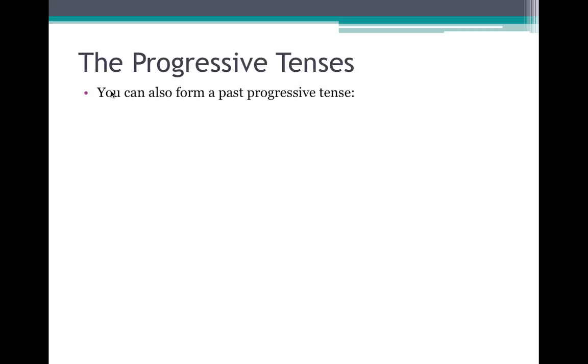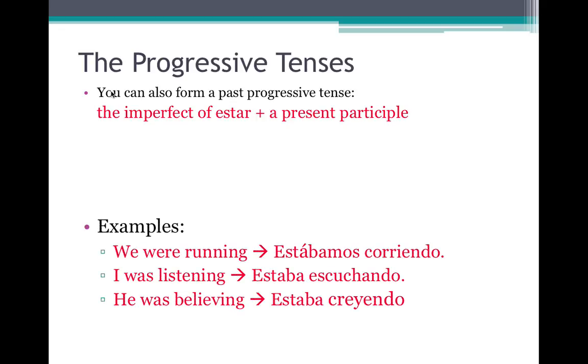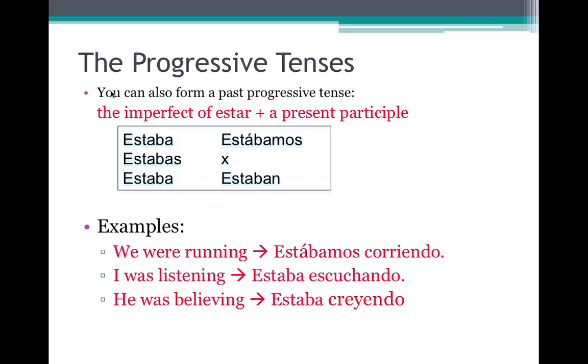All right. So that was the present tense, present progressive. Let's talk about the past progressive. It's not very different. You just take the imperfect of estar, which is the tense we just practiced, and you add a present participle. Here is the imperfect conjugation.